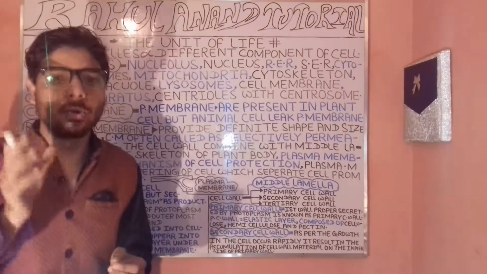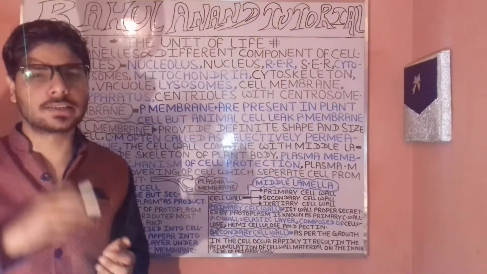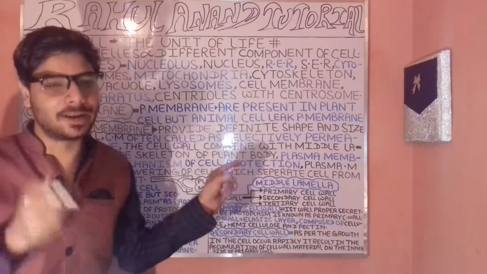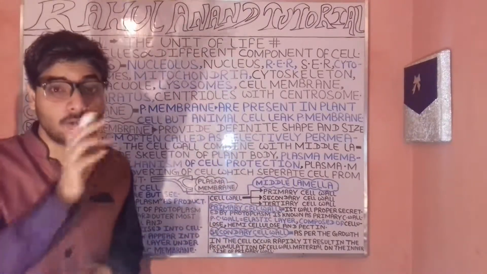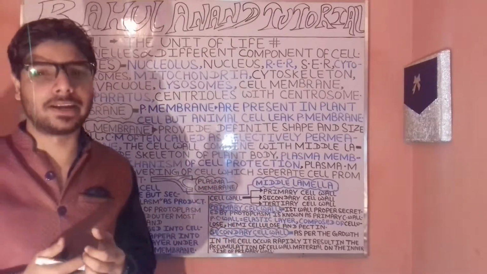Fine. Now let's understand the other components. We have dealt with the nucleus, then the nucleolus. After that, we have dealt with the Golgi complex as well as the Golgi apparatus. Now let's understand the plasma membrane in detail.